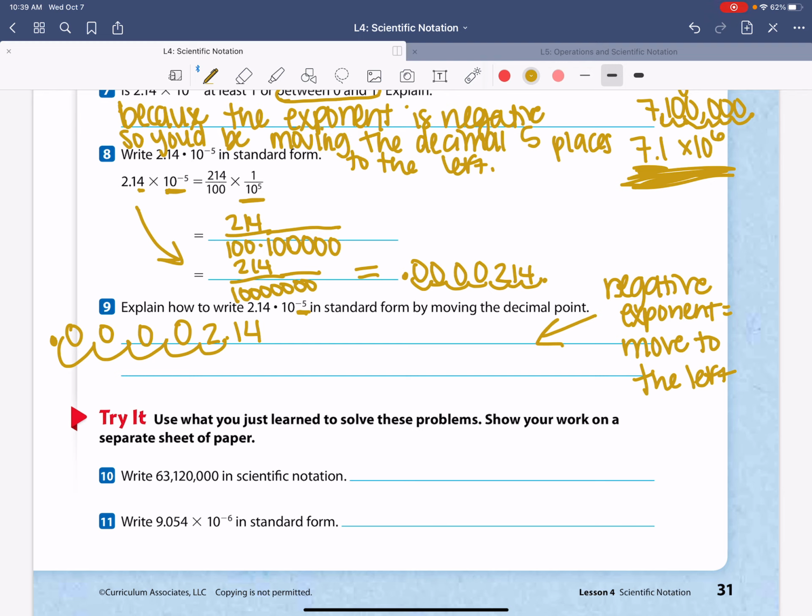So number 10 says first, write 63,120,000 in scientific notation. So it needs to be a product of 2 factors. The first factor needs to be between, I think it said between 1 and 9. So something that's smaller than 10. So let's go ahead and write that as 6.312. All of our digits that aren't 0. And then, of course, we needed to make sure it was smaller than 10. So we had to choose to have it there. It needed to be between 1 and 9.